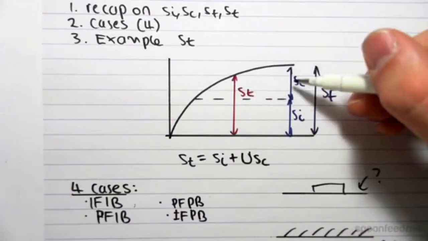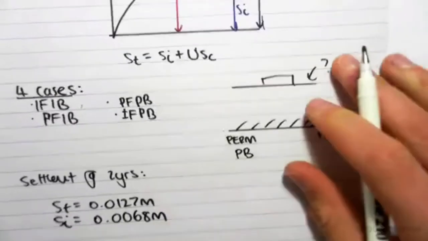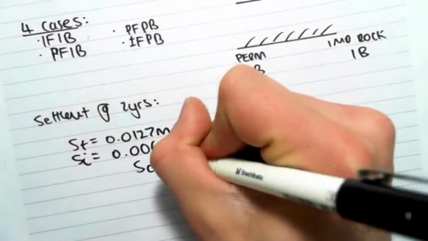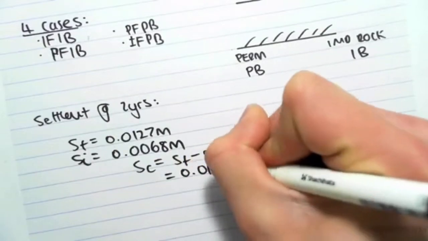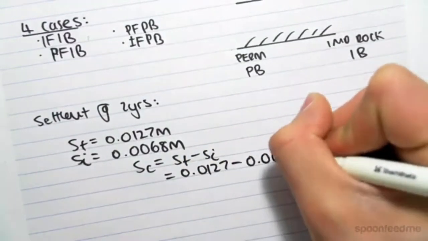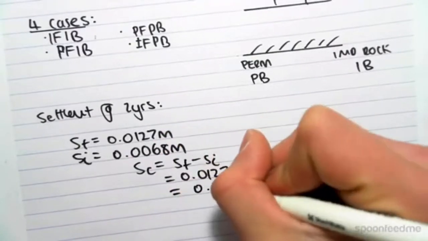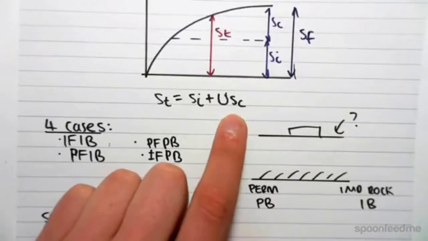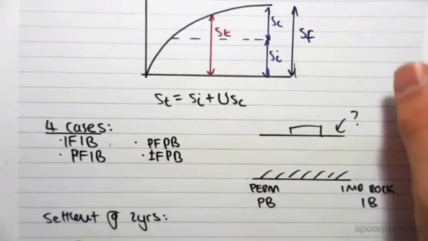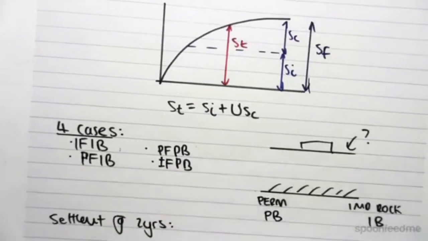It's easy to see that the settlement due to consolidation will just be the final minus the initial. So the consolidation settlement S_c is S_f minus S_i, which would be 0.0127 minus 0.0068, and we get an answer of 0.0059 meters. So we've found S_c. Now all we need to do is find U, this degree of consolidation. So we have to use this graph, which once again we have to look at our case.